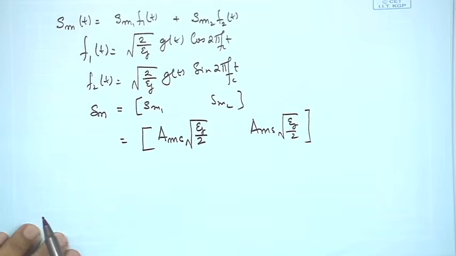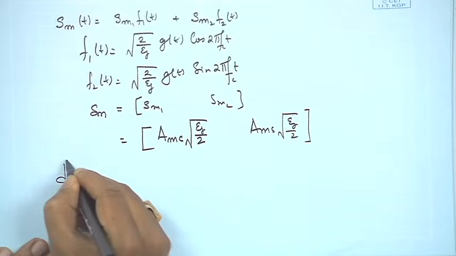So, what we have done here is effectively combined pulse amplitude modulation along with phase shift keying to generate quadrature amplitude modulation, and this way we have generated a new modulation scheme where you have a lot more flexibility.